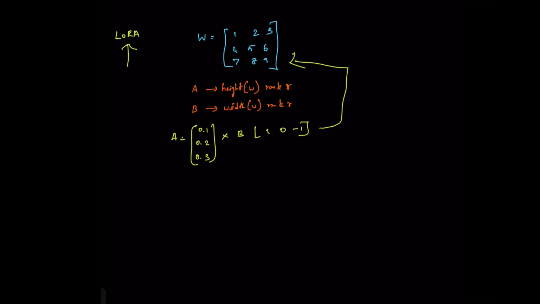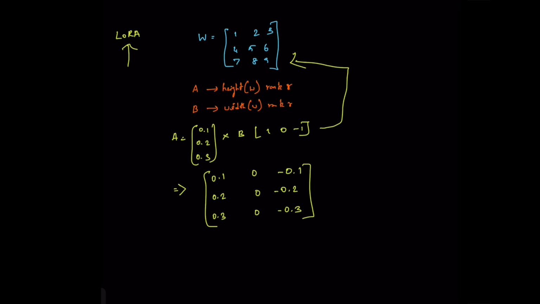So yeah, we can have the output as 0.1, 0, -0.1, 0.2, 0, 0.2, 0.3, 0, -0.3. Beautiful. We just have these multiplied with this one. What do we have now? We have weight, which is fixed, and we have multiplication of the new values, which is used for fine-tuning the model.